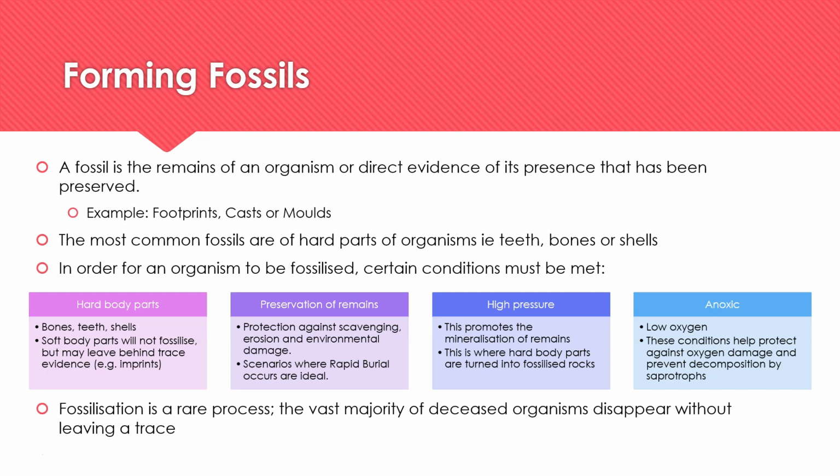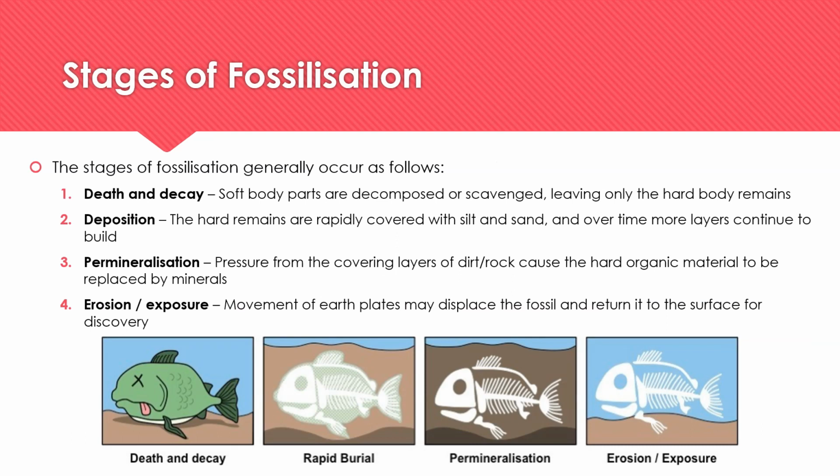So it's actually a pretty rare process to have fossilization occur, because you have all these conditions that have to be met, and it's not always the easiest to meet them. And so a lot of the time when an organism dies, it disappears without leaving a trace. So here are the sort of stages we see in fossilization.